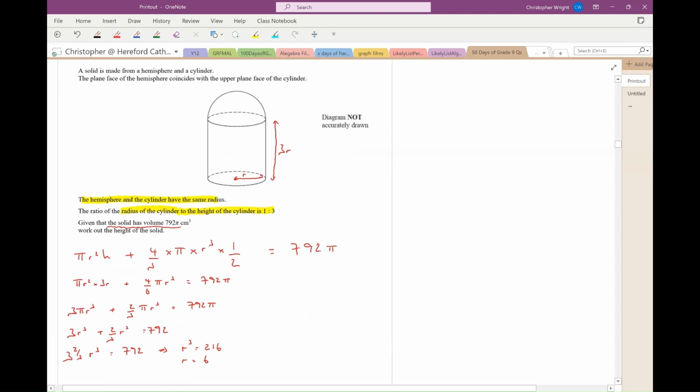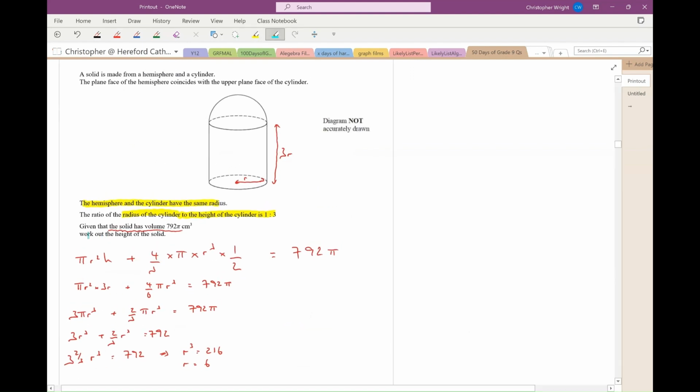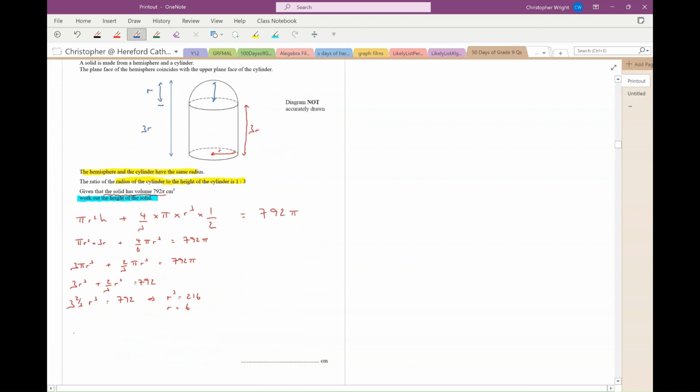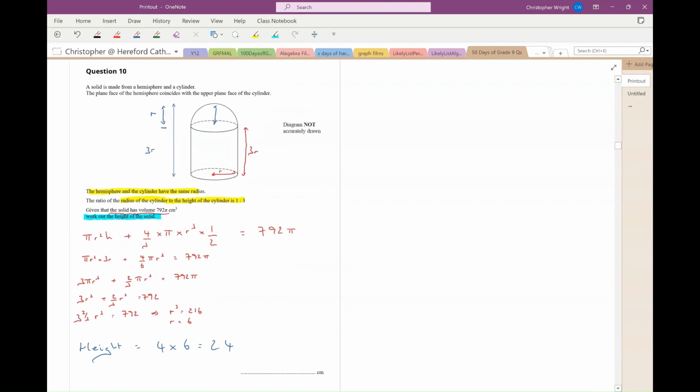Now, easy to make a mistake now. Do you see here that it says work out the height of the solid? Now, the height of the solid is this length here. It's from the top of the solid to the bottom. So it includes up to here, which is 3r, and then that bit there, which is the radius in the hemisphere, isn't it? Another r. So the height of the whole solid is 4r. So 4 times 6, 24 centimetres. And that is question 10 done.